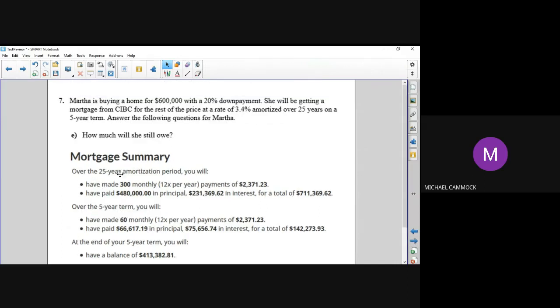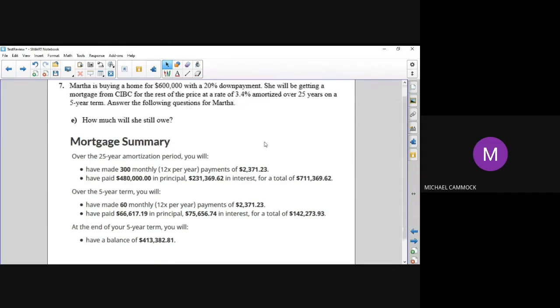This question says, how much will she still owe? In other words, after the 5 years is up at the end of the term, how much does she still owe? I'm saying this to you again: do not look up here under the 25-year part. Look down here over the part that says over the 5-year term. Somewhere down here, it will tell you how much she still has left. In fact, can anybody tell me what the answer is, looking at the screen? How much does she still owe? She hasn't paid off the mortgage yet, because the mortgage has to be paid off over 25 years.